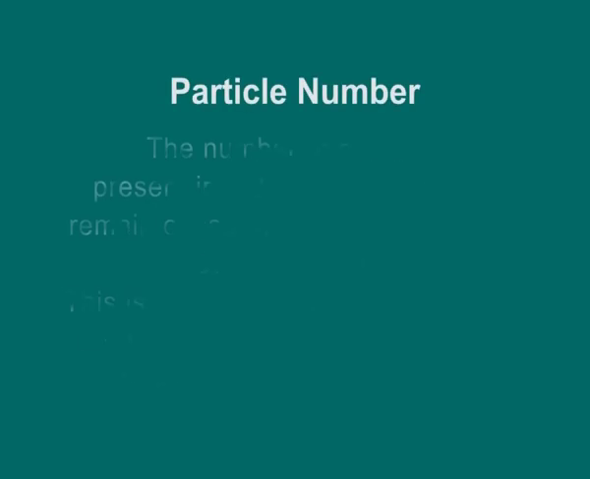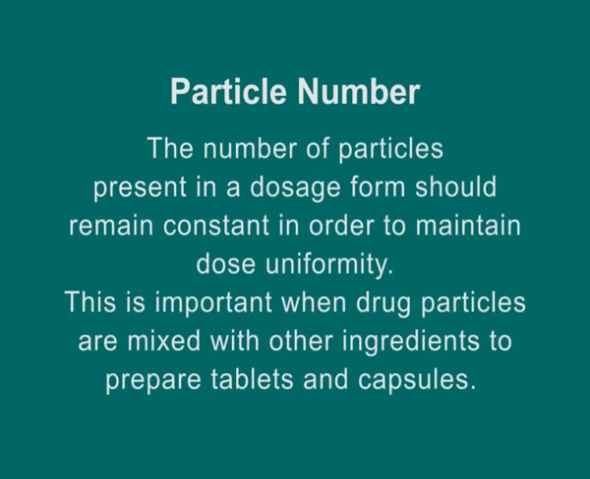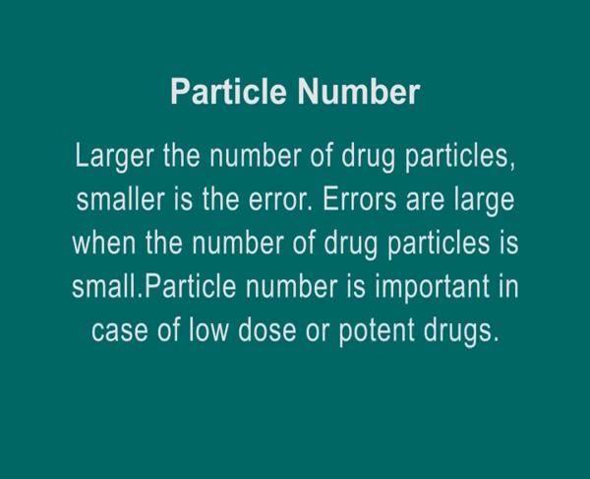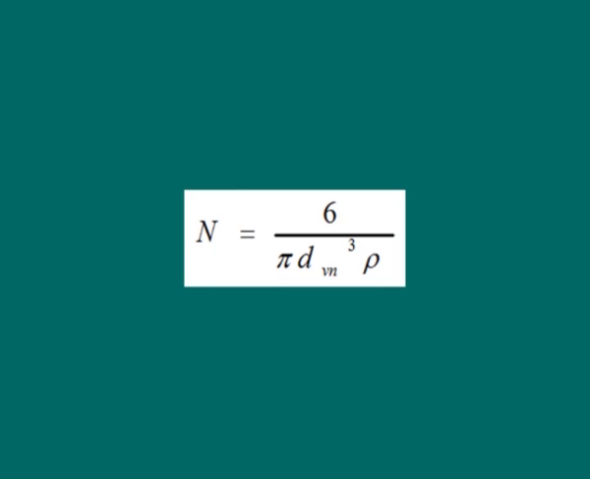Particle number. The number of particles present in a dosage form should remain constant in order to maintain dose uniformity. This is important when drug particles are mixed with other ingredients to prepare tablets and capsules. The larger the number of drug particles, the smaller the error. Errors are large when the number of drug particles is small. Particle number is important in the case of low dose or potent drugs. The number of particles per unit weight, n, is expressed in terms of the volume number mean diameter, that is dvn. Assuming that particles are spheres, the relationship for n is on your screen.